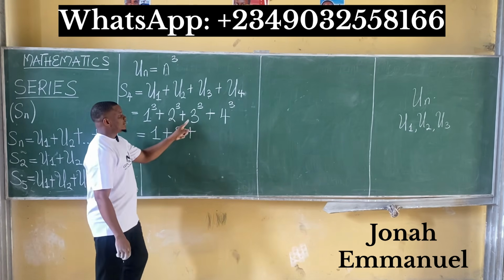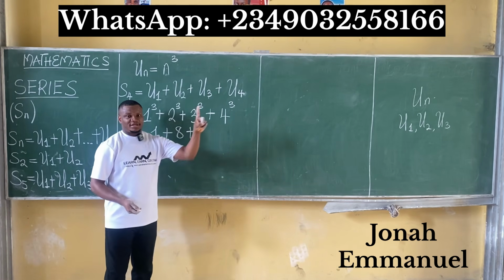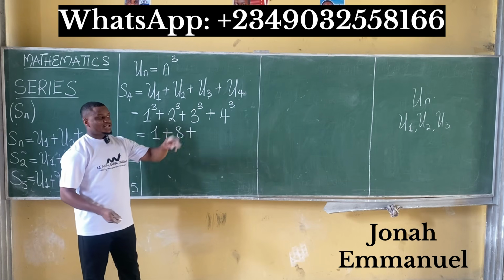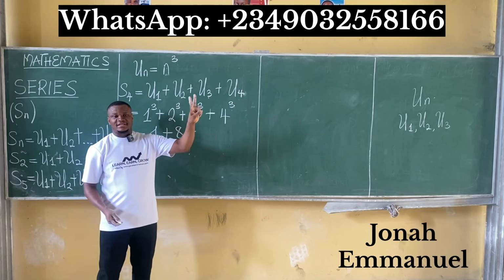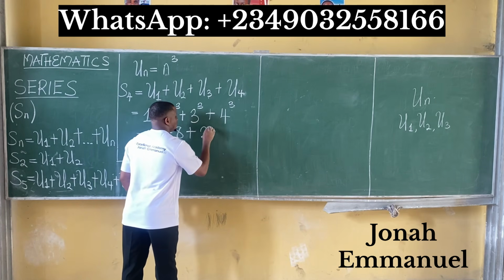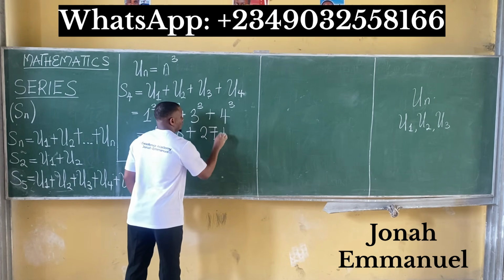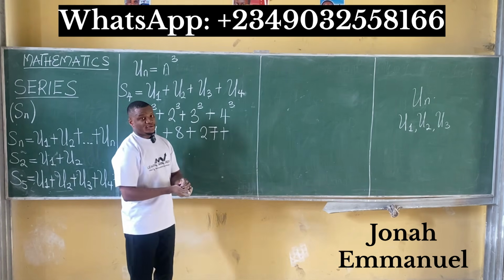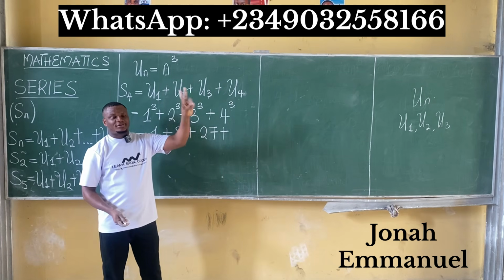Plus, next up, 3 cubed. 3 cubed means 3 times 3 times 3, which is 27. 3 times 3 is 9, 9 times 3 is 27. So you have this as 27 plus 4 cubed, which means 4 times 4 times 4.